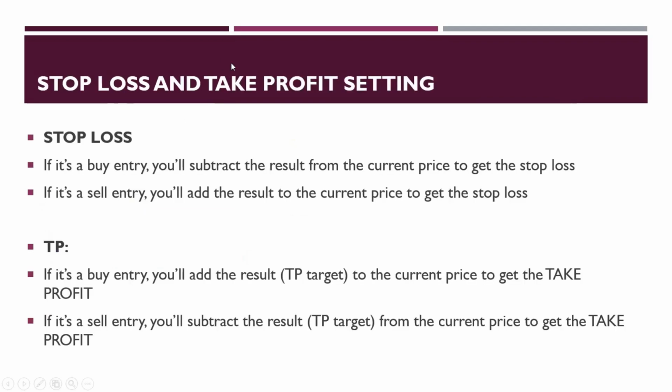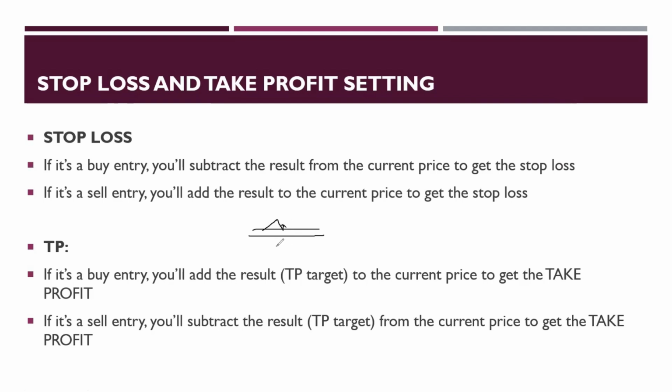Now, stop loss and take profit setting, very easy. When you are setting your stop loss, if it's a buy entry, if you are looking for a buy, you will subtract the result from the current price to get the stop loss. For example, let me show you. Let's say this is your support. Then the price comes here and you are looking to buy from this point.